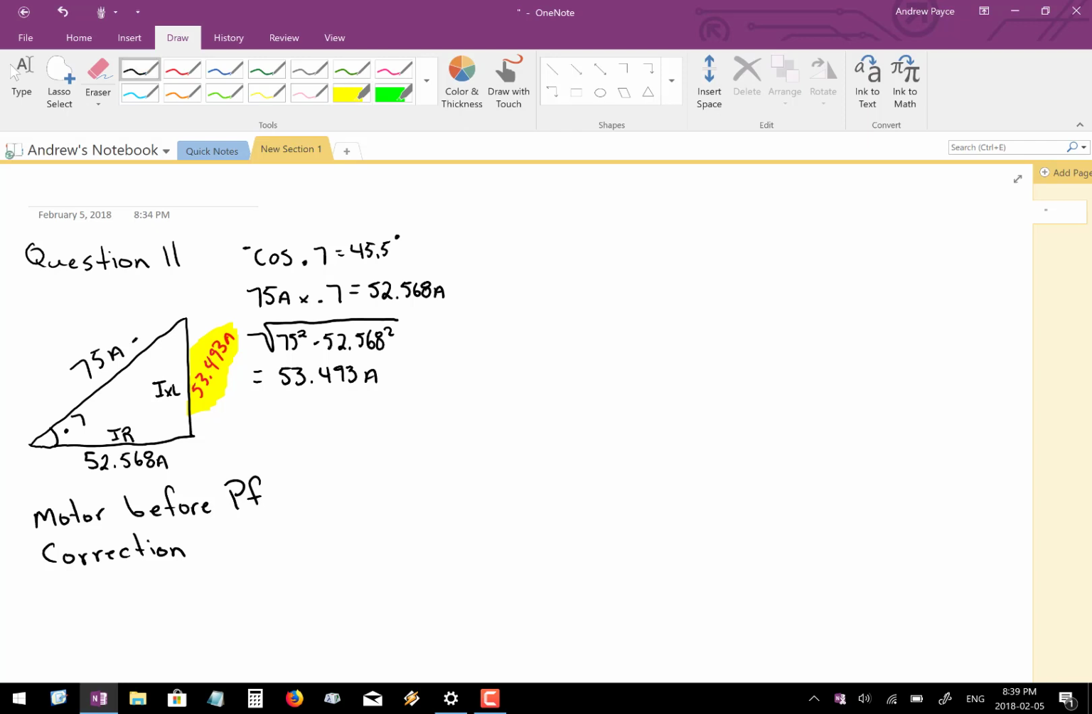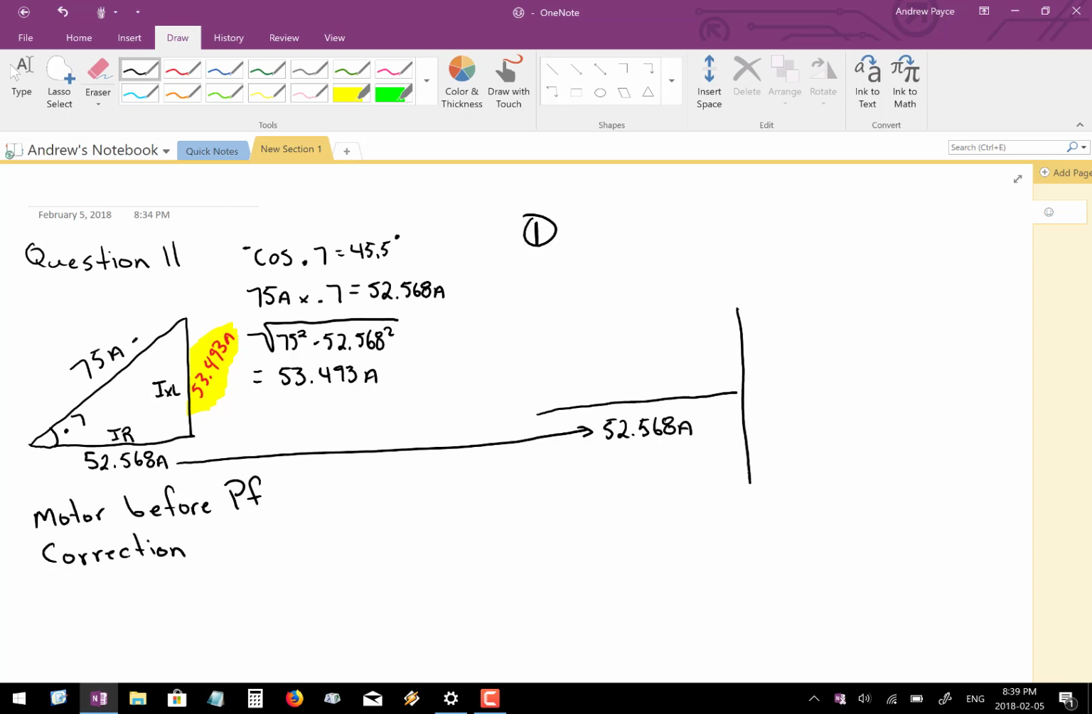So now I'm going to draw my new circuit, and they told me it was going to operate at unity power factor. When something operates at unity, it has a power factor of 1. So that tells me that all of the input is what I'm getting out as output. So I bring this value across to here, 52.568 amps.